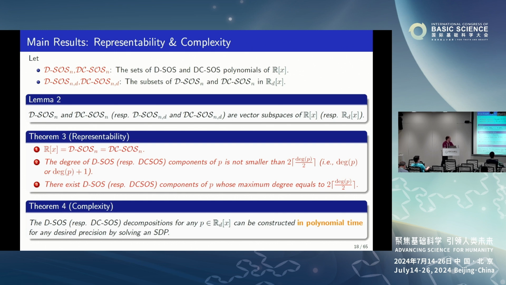So that is representability. About complexity, we show that both of them can be constructed in polynomial time for any desired precision, because it is equivalent to some kind of SDP. I will not show the details, because this is the major result I have chosen for you.